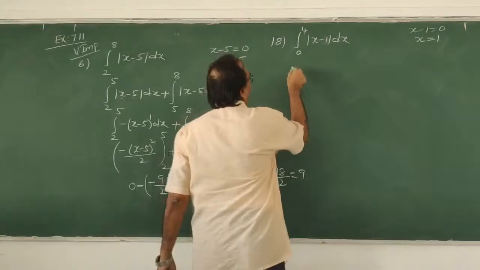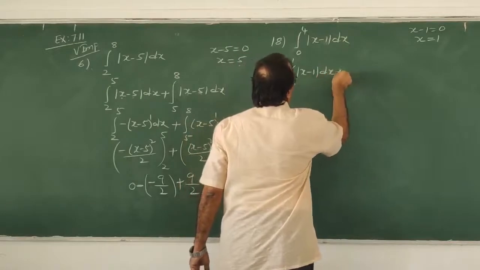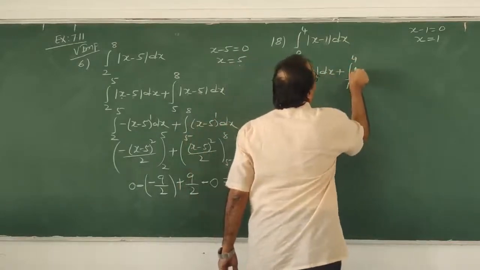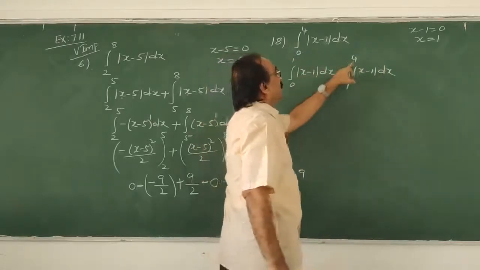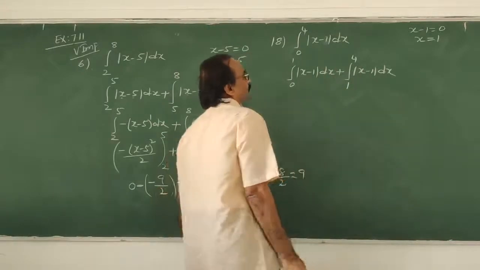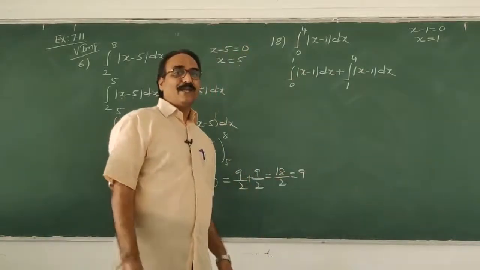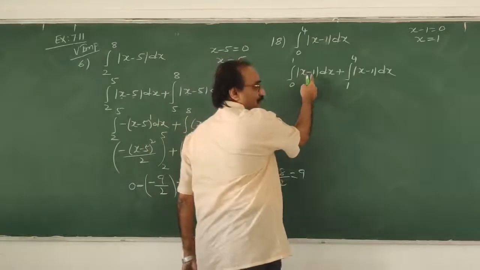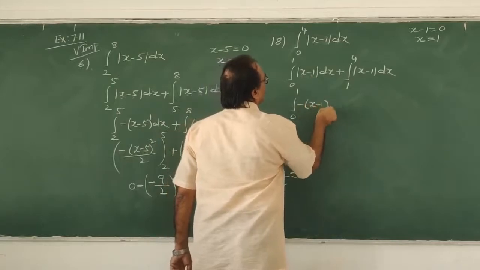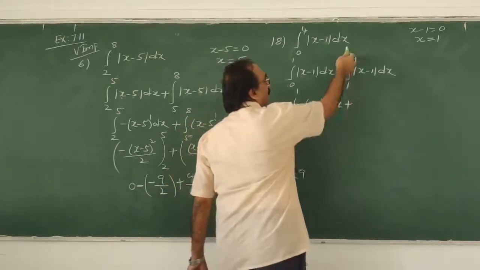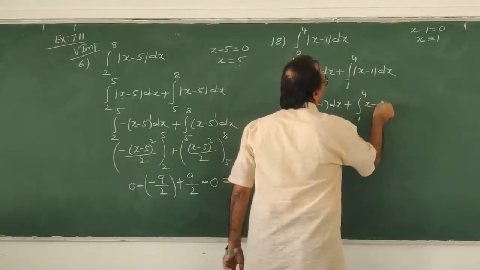So therefore it is integral 0 to 1 of mod x minus 1 dx plus integral 1 to 4 of mod x minus 1 dx, where c is 1: a to c, c to b. Now positive, negative: between 0 to 1 there is no integer, so you have to take a fraction. Substitute 1 by 2 here: 1 by 2 minus 1 is negative. So 0 to 1, mod of x minus 1 becomes minus (x minus 1). Between 1 to 4 take 2: 2 minus 1 is 1, positive, so 1 to 4, x minus 1 dx.